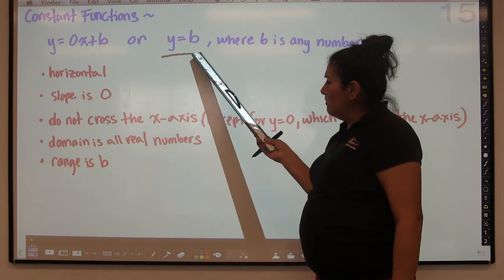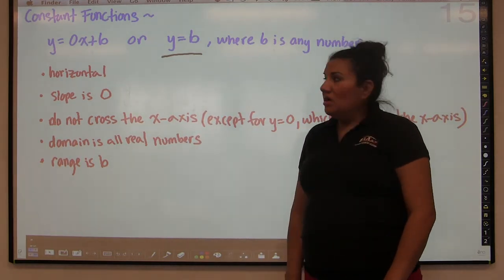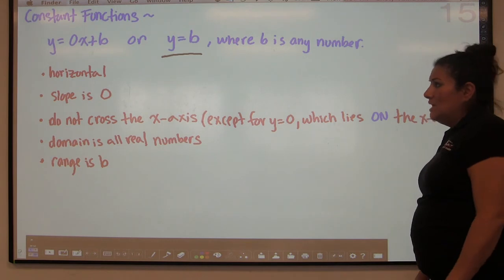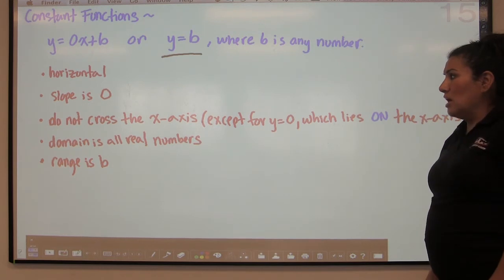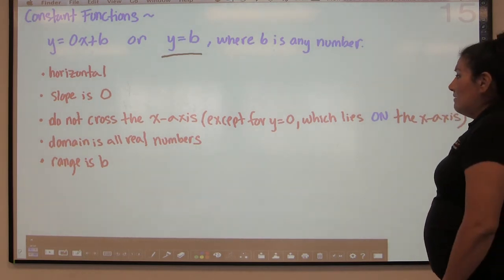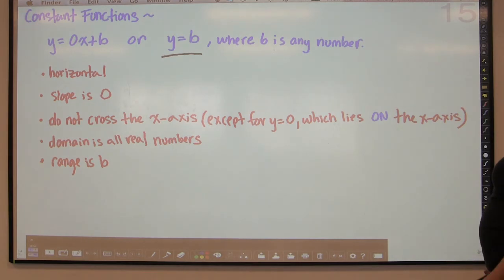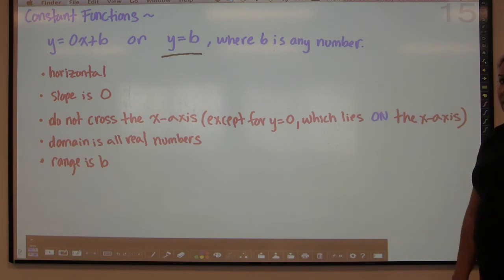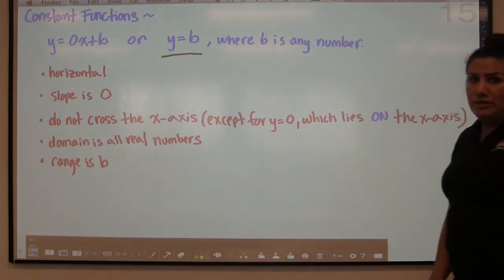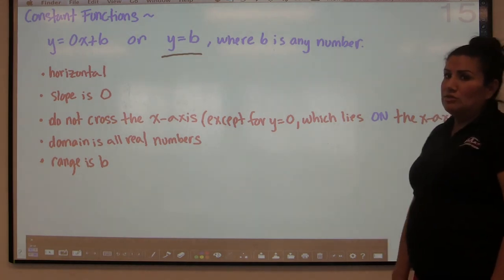Some characteristics of a constant function are that they are horizontal. When you have y equals a number, they are horizontal. The slope of a horizontal function, we already found out in the last chapter, is 0. And horizontal lines do not cross the x-axis, except for, of course, the case of y equals 0, which actually lies on top of the x-axis. The domain for a constant function is all real numbers, like it is for all linear functions. But the range, unlike linear functions, is just b, just the y number. So if this said y equals 2, then the range would be 2. If it said y equals negative 10, then the range would be negative 10.